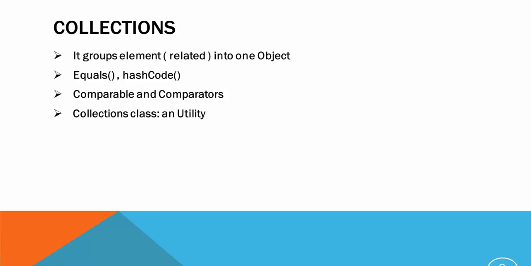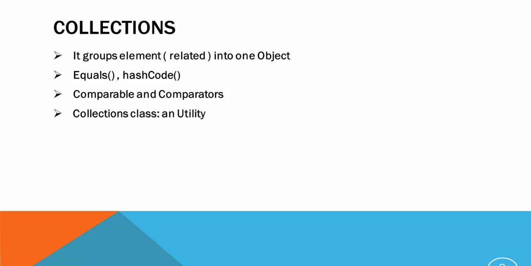Suppose you have a lot of strings and you want to club them into one object, so you need to use a collection. Suppose you have a lot of employees and I want to list them, so I can store those employee objects into a collection. So a collection is again an object which groups the related elements.